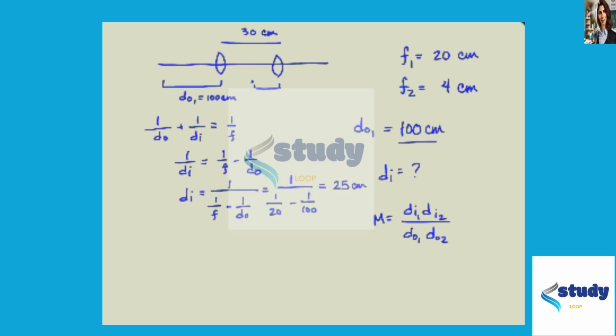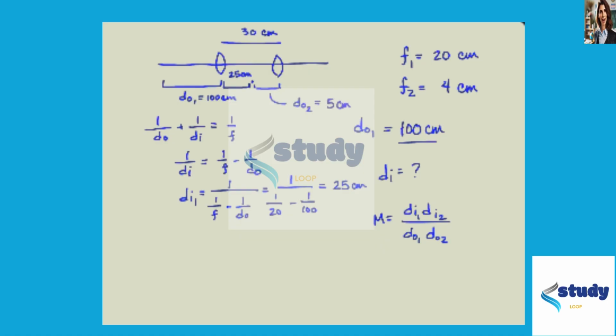So that means there's 25 centimeters on this side that our image is being created, which means, so I'm going to call this DI1, the distance of the image for the first lens. And that actually tells us, so 30 minus 25 gives us a distance of the object for the second lens, which is, again, 5 centimeters here.